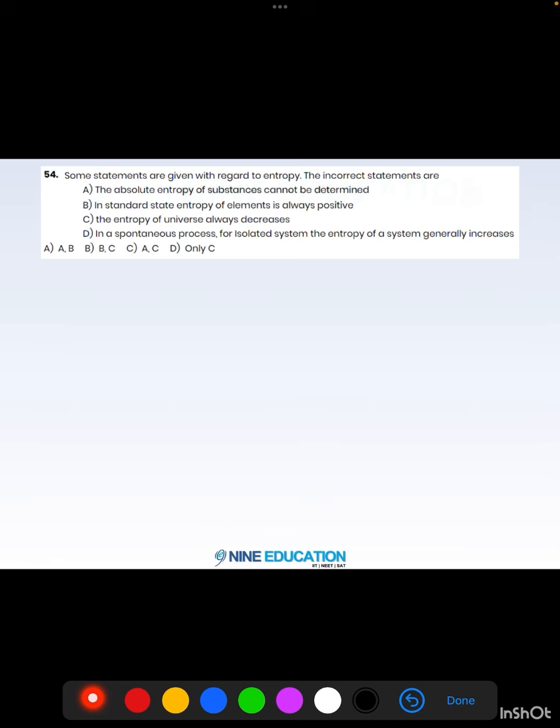Next, we are having some statements given with regard to entropy. The incorrect statements are asked. Statement A is: the absolute entropy of a substance cannot be determined. But this statement is incorrect, because according to the third law of thermodynamics, what do we see? We consider the entropy of a perfect crystalline solid. It will be 0, and with that you can calculate the entropy at any temperature by using this formula.